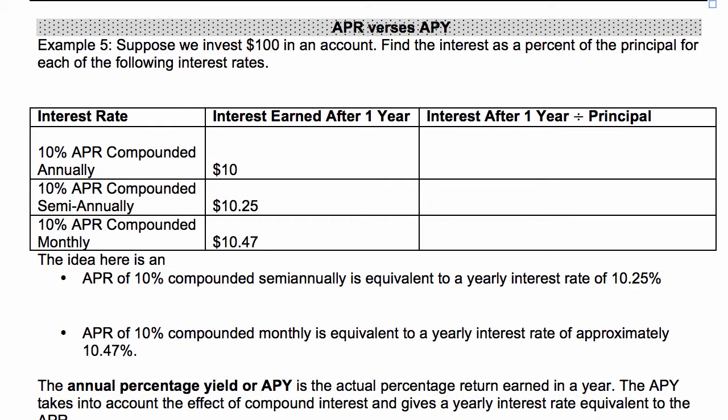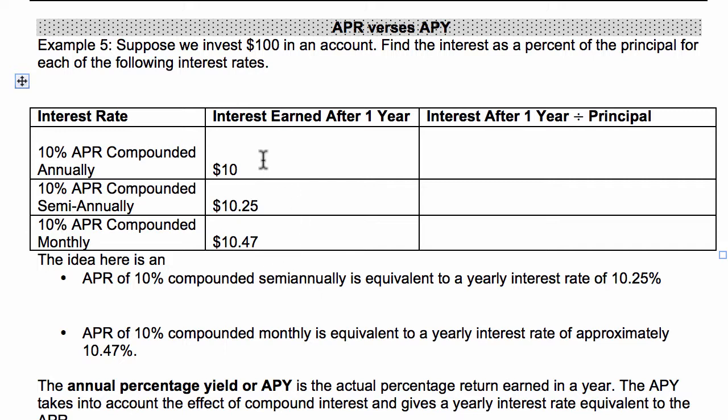Example 5. Suppose we invest $100 in an account. Find the interest as a percent of the principal for each of the following interest rates. To save time, I used the compound interest formula to find the balance after 1 year. Then I subtracted the balance from 100 to find the interest earned after 1 year.